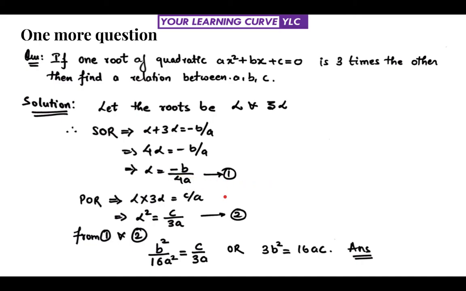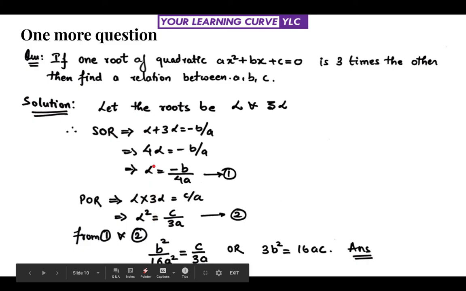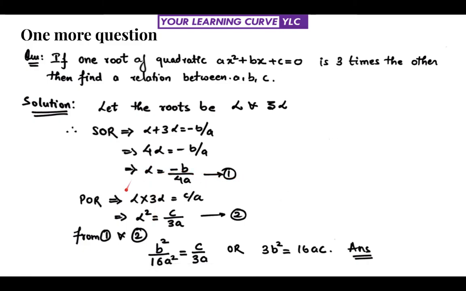We know one more relation, that product of roots is equal to c by a. So alpha into 3 alpha is c by a, or alpha square is equal to c by 3a. Now if you replace the value of alpha from relation 1 into this equation, you will get a relation between a, b and c only. This is your answer. You can simplify it.